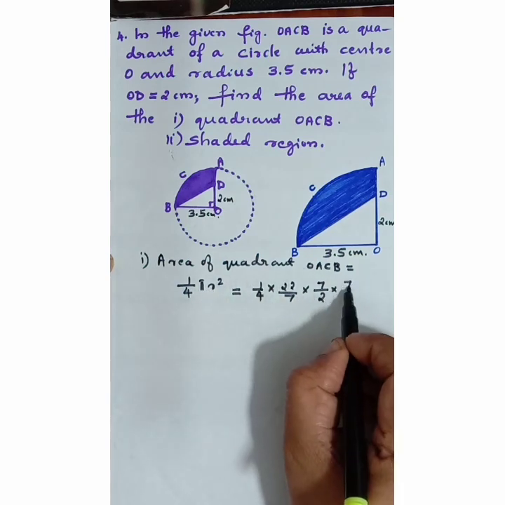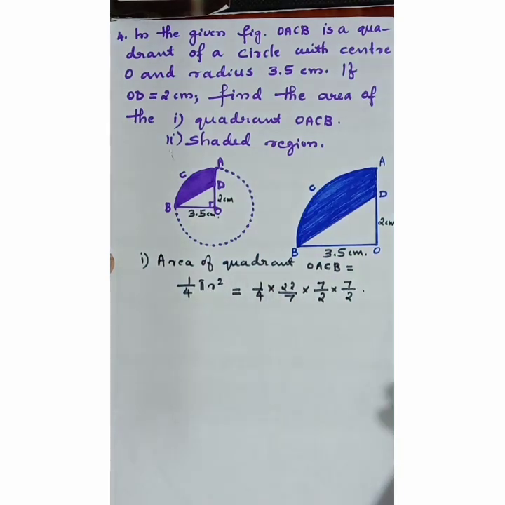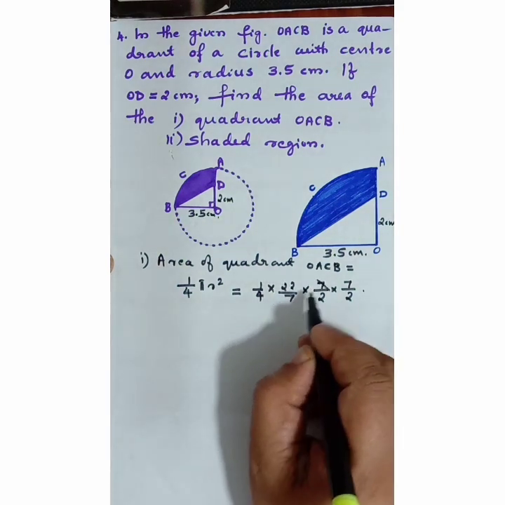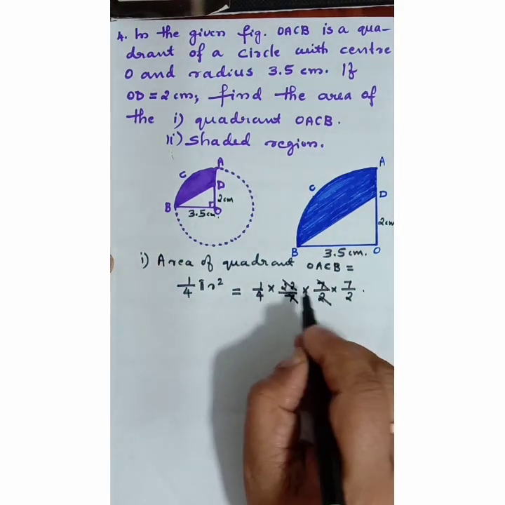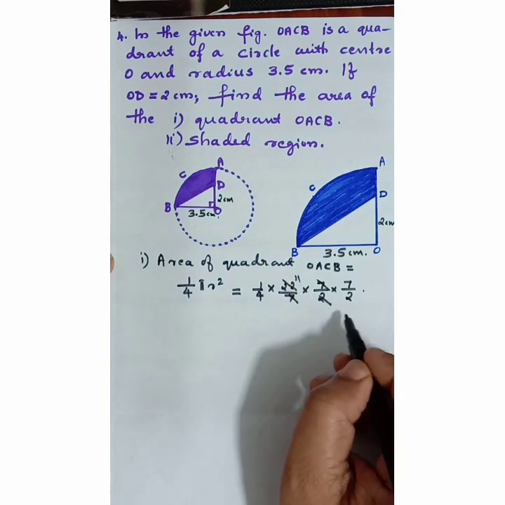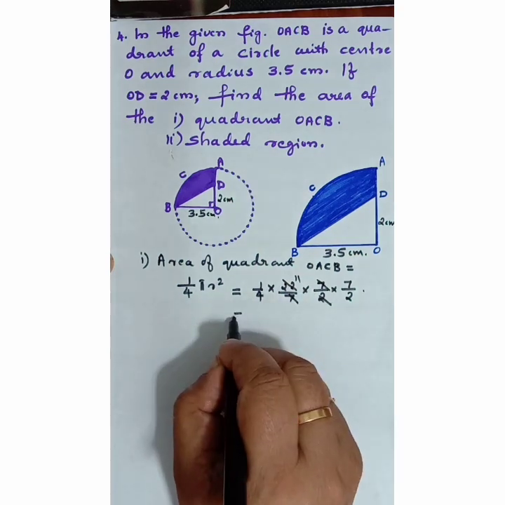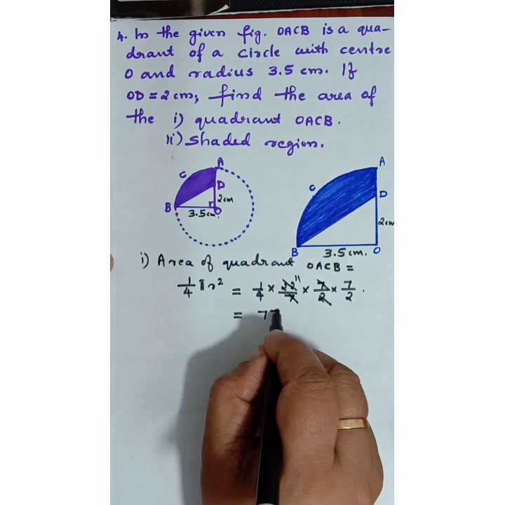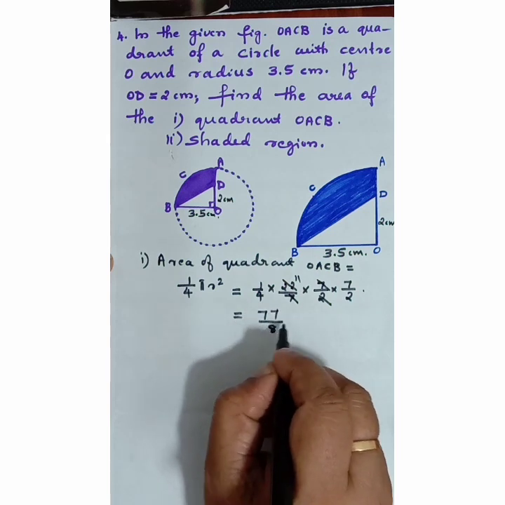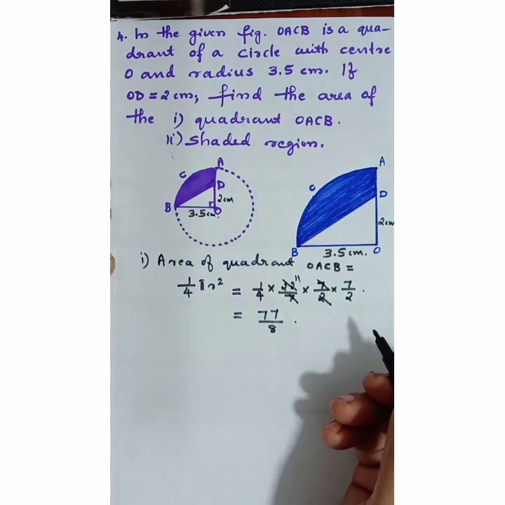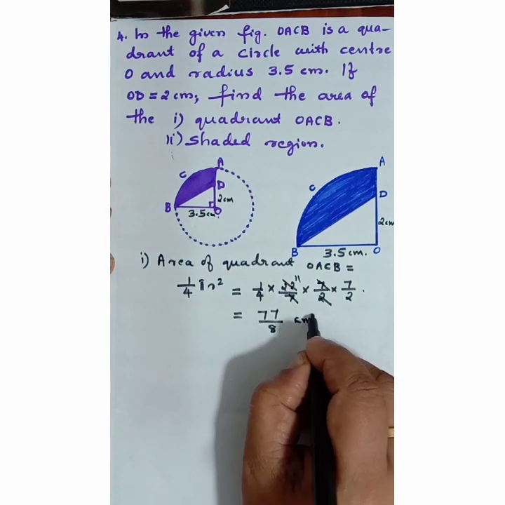R square we need. Be careful while substituting. So this is how we are getting. We can cancel. So 22 and 2, 11 times. Nothing else I think. So here 11 into 7, 77, and 4 2s are 8. Okay, 77 by 8 cm square.